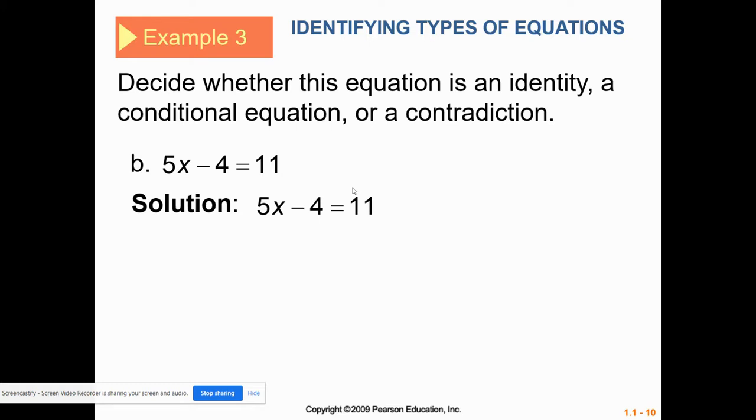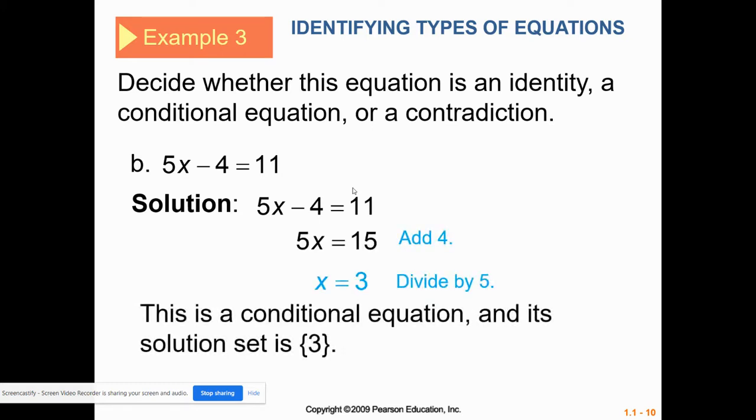For example, b, I'm going to solve this just like I normally would. And this would be called a conditional equation because 5x minus 4 will equal 11 on the condition that x equals 3. That's the only time 5x minus 4 will equal 11. Notice that they have the solution set in little curly braces. That's not necessary, but that's fairly typical.